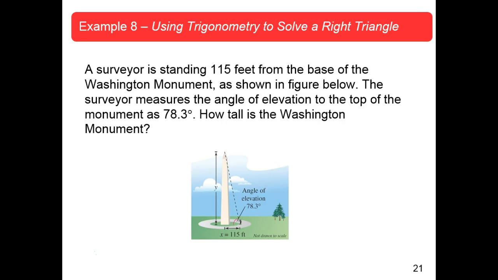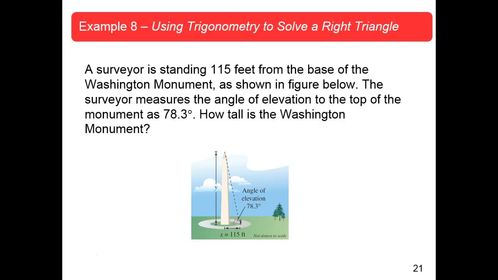Okay? Shown here, the surveyor measures the angle of elevation to the top of the monument to be 78.3 degrees. The question is, how tall is the Washington Monument? Can you get that from just those two pieces of information?